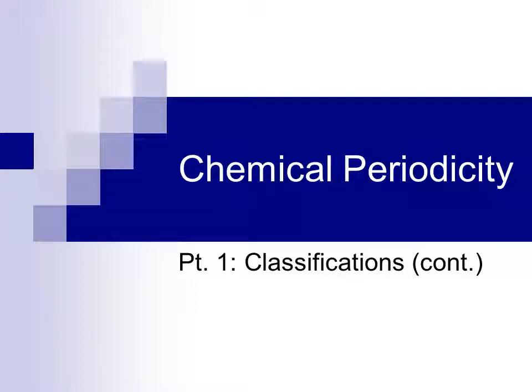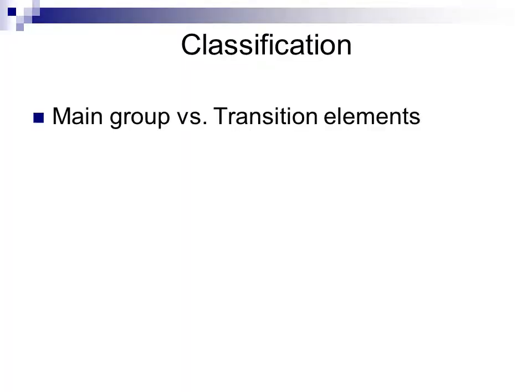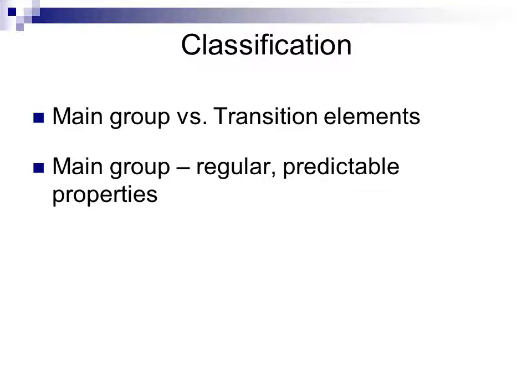Chemical periodicity continued. Looking at classification, as we said, there is the idea of metals versus nonmetals versus metalloids. There is also a classification by main group versus transition elements. Main group elements refer to those elements which are regular, predictable in their properties. They are groups 1A through 8A on the periodic table.